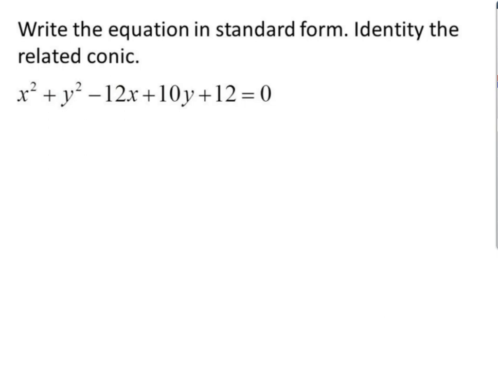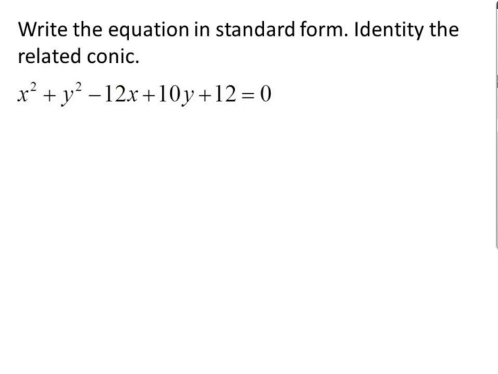If we look in this case, we do have an x squared and a y squared. So this is either going to be a circle or an ellipse. If there are no values in front of the x squared and the y squared, or if the values in front of x squared or y squared are the same, it will be a circle. If there are numbers out in front of x squared and y squared and they're not the same, then it will be an ellipse. So since this is x squared and y squared with no values, this one will be a circle when we're done.